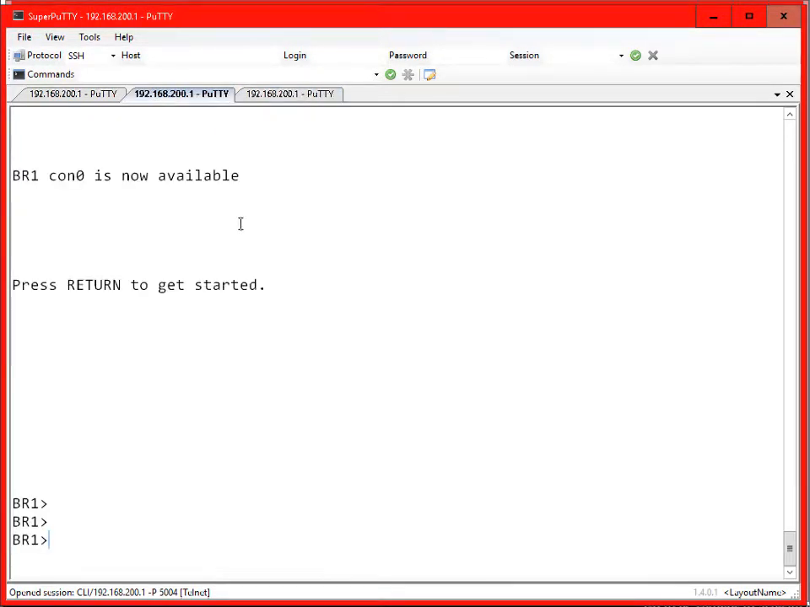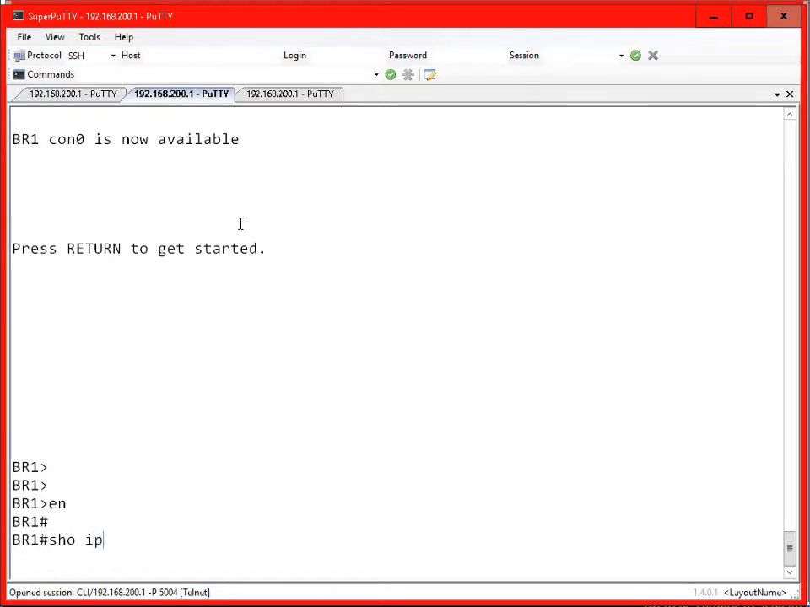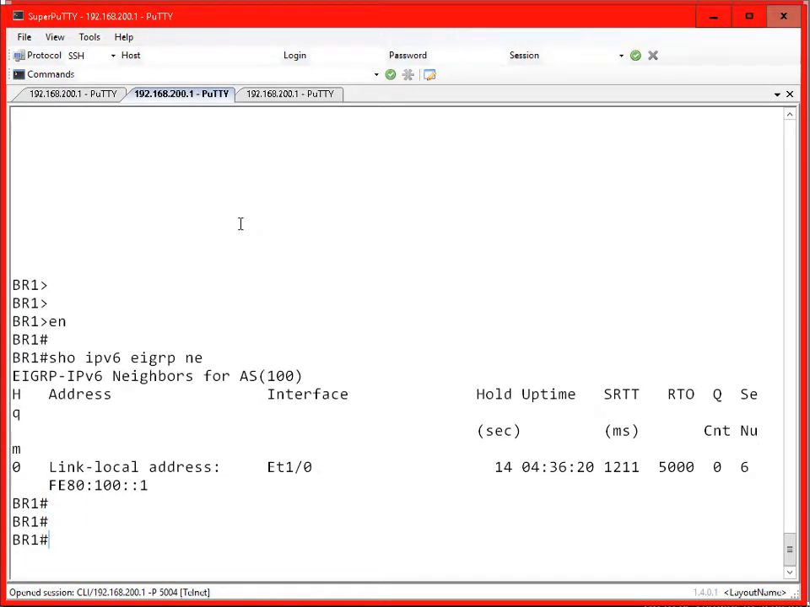We'll just do a quick verification. Show IPv6 EIGRP neighbor. And we have our neighbor relationship. So I know that we're running EIGRP. We've established an adjacency. Show IPv6 interface brief.